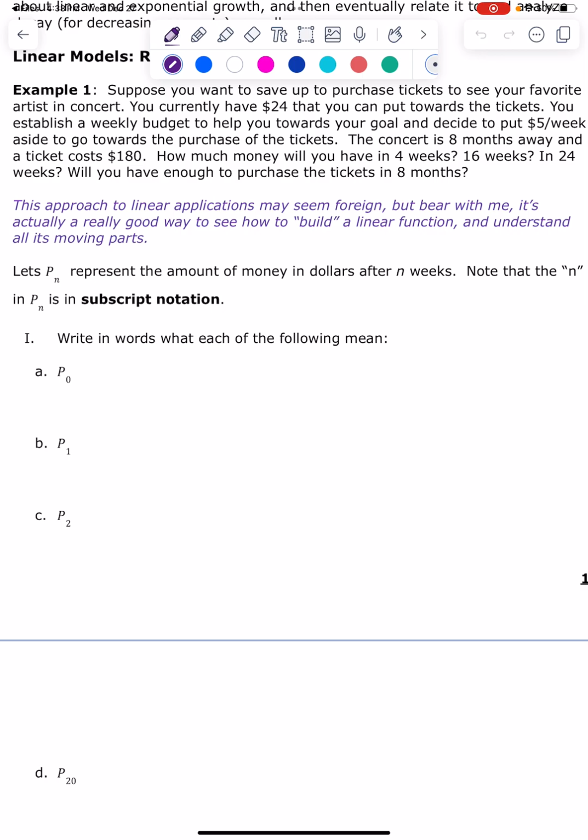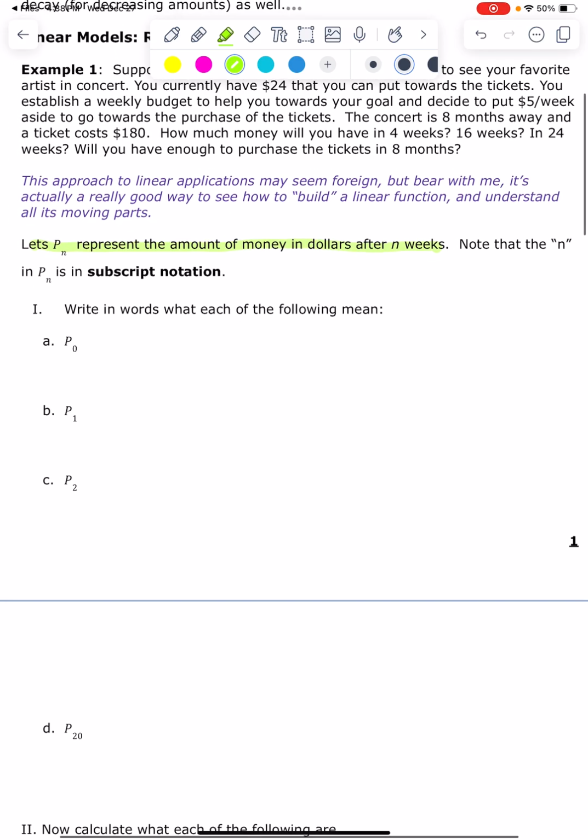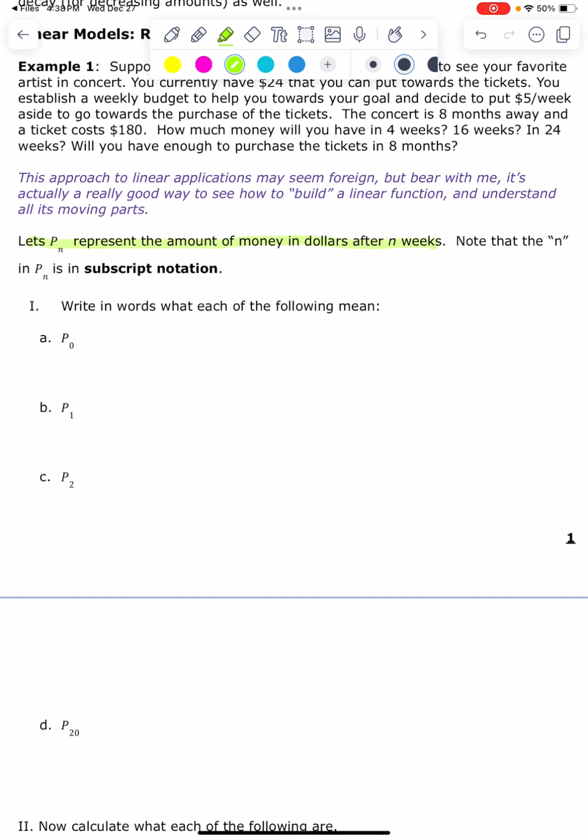We're going to let P sub n represent the amount of money in dollars after n weeks. So this is called subscript notation. We've seen it a little bit already. I brought it up when I gave the definition for weighted average. It's just a way of keeping track of things. Because if you didn't have symbols, then you'd have to write it out in words. But that's exactly what we're going to do. We're going to write what each one of these means.